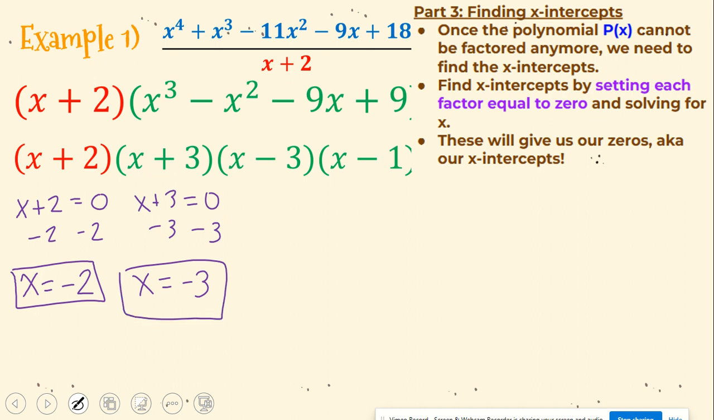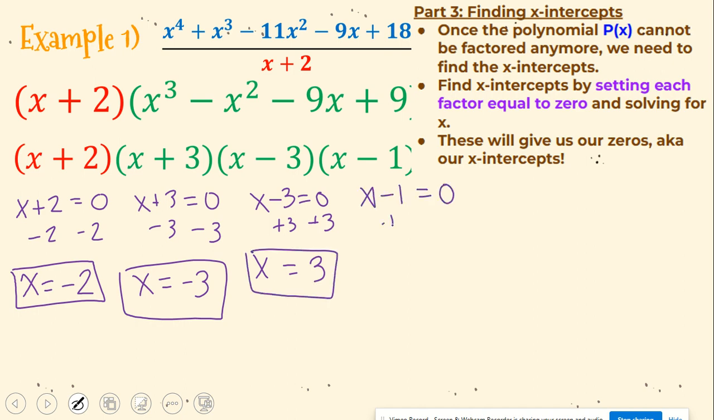Nice. Then I'm going to set my next factor. Since it's all factored out, it's pretty straightforward. I just set x minus 3 equal to 0, because when I set it equal to 0, I find my x-intercepts. Add 3 to both sides, I get x equals positive 3. Nice. And lastly, I'm going to set x minus 1 equal to 0. Do a little arithmetic, I get x equals positive 1.